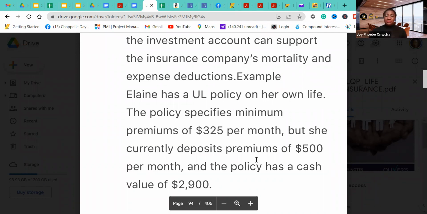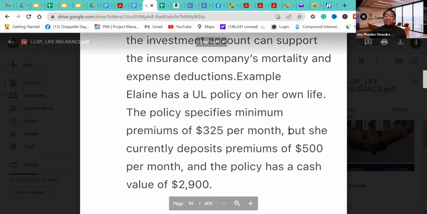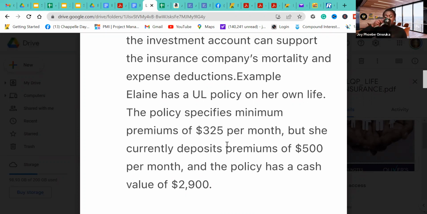For example, Elaine has a universal life policy on her own life. The policy specifies a minimum premium of $325 per month.